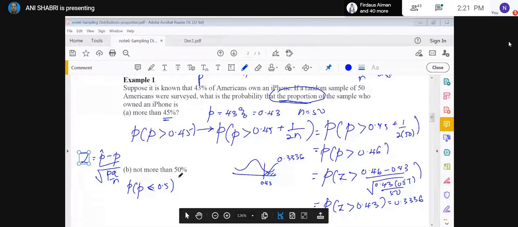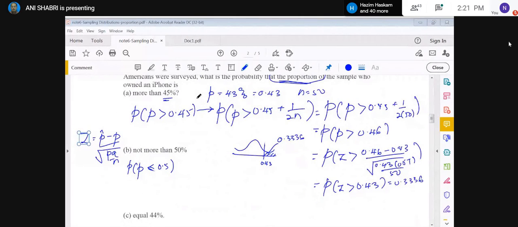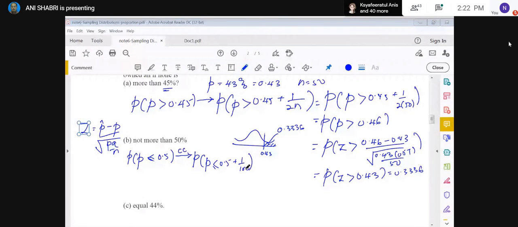Okay, look at the formula, which formula? There is equal, it is number C. Number C, you must use plus 1 over 2n. It is the same, the first step you must use the arrow, what is it, C. p hat less than 0.5 plus 1 over 100. Okay, we get it here. After that, this is binomial distribution. Until here, it becomes a normal distribution.